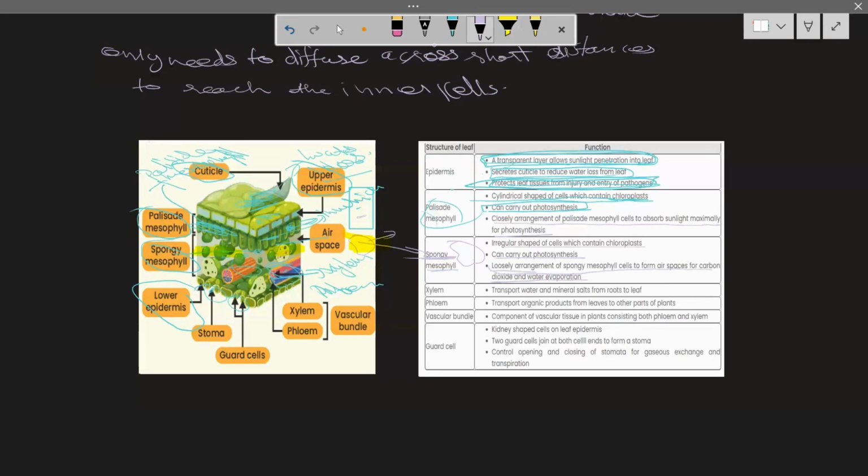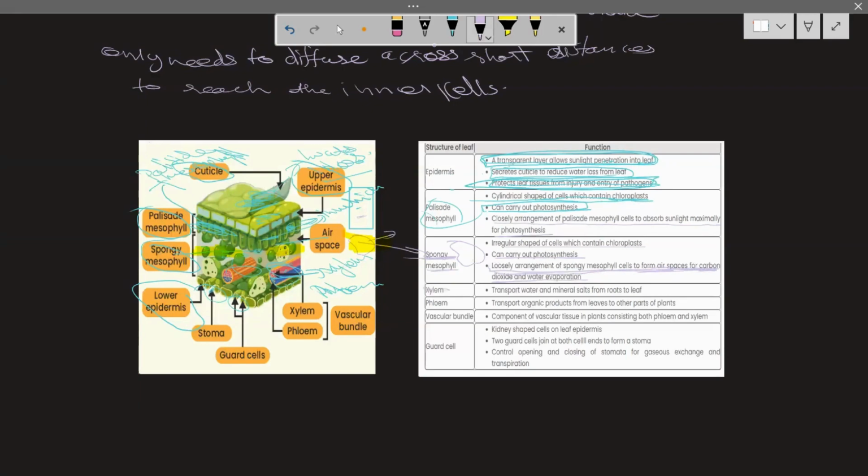Okay. So why are there air spaces? So the air spaces are for carbon dioxide and water evaporation.